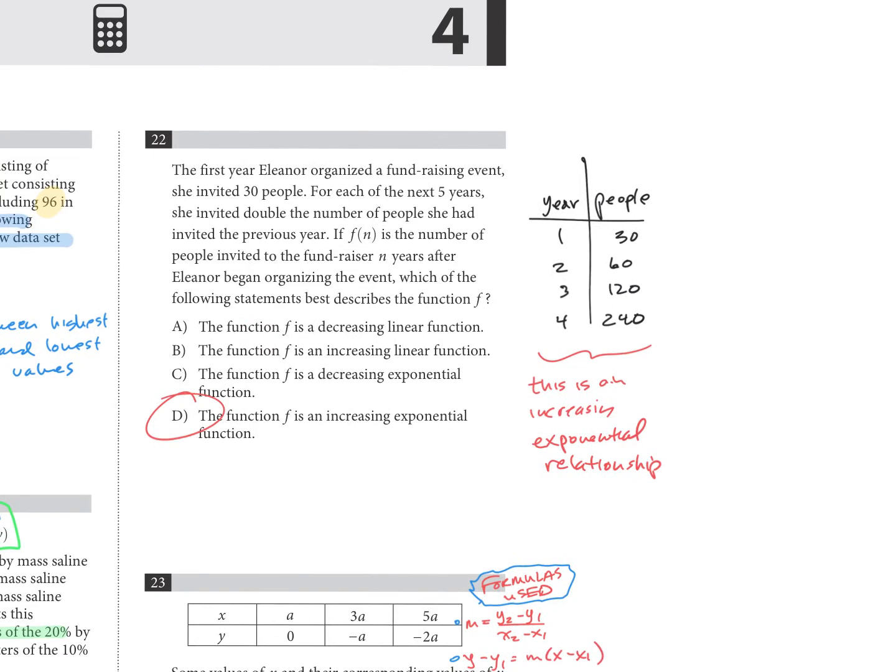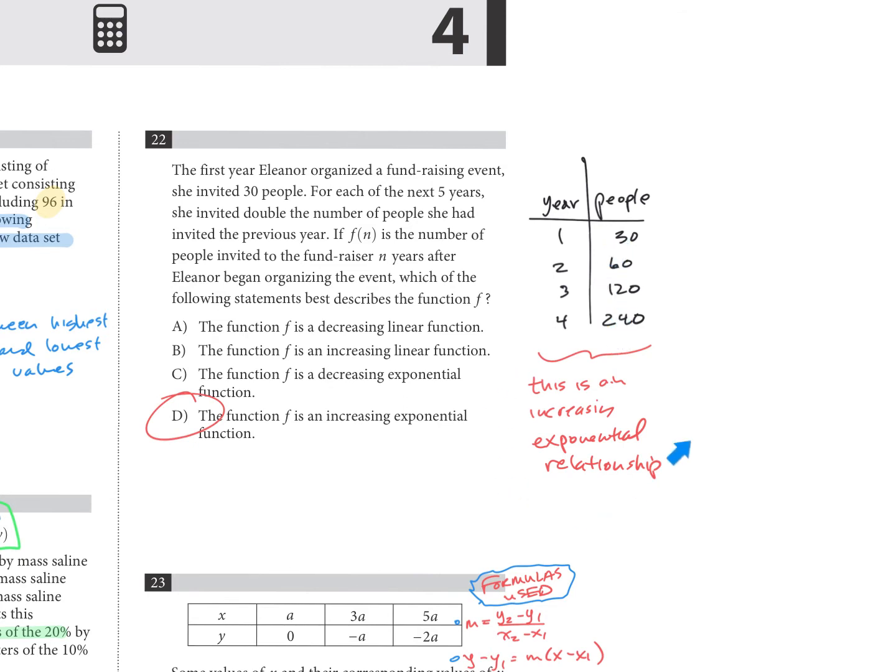22, first year Eleanor organized a fundraising event. She invited 30 people for each of the next 5 years. She doubled the number of people she had invited the previous year. So that's the question. If f of n is the number of people invited to the fundraiser n years after Eleanor began, which of the following statements best describes the function? So you got first year 30 people, second year would be 60, third 120, 240.